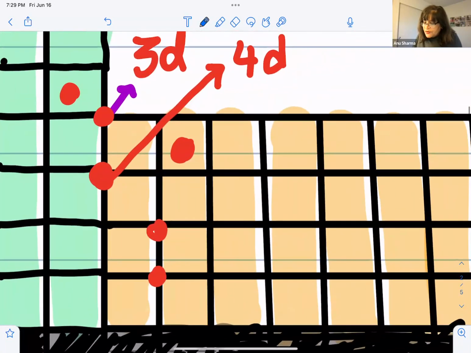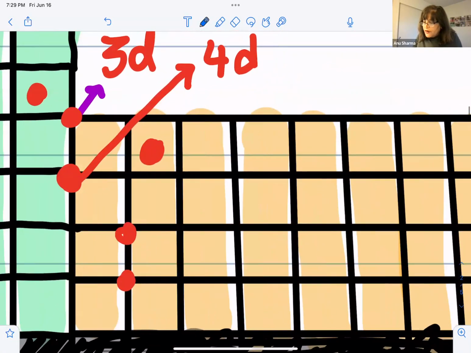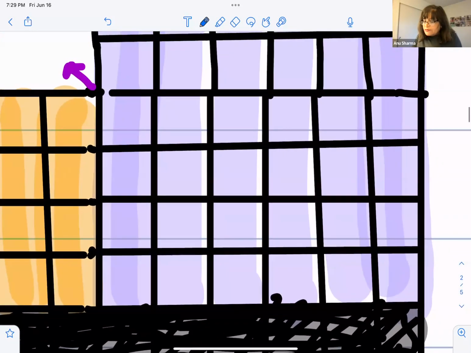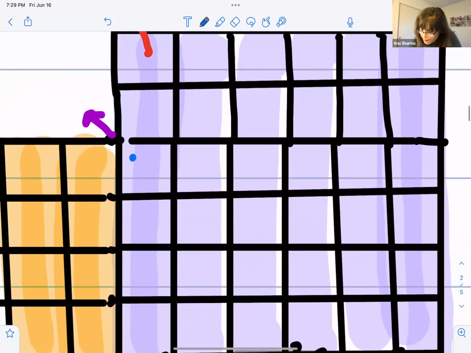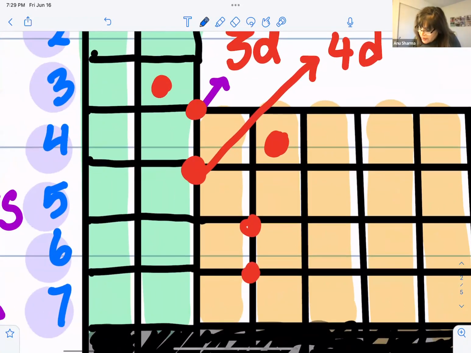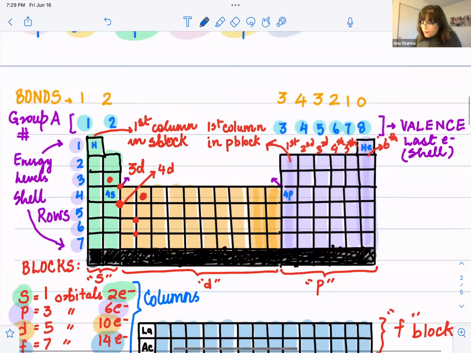After 4s comes 3d. You fill in all of the 3d, and then comes the 4p. So 4p starts from here, this is the 3d, and this is the 4s. Again, this would be 4s2, then 4p1, 4p2, 4p3, 4p4, 4p5, 4p6, and then comes the 5s, and after 5s is 4d.